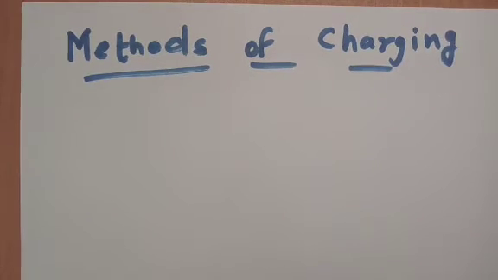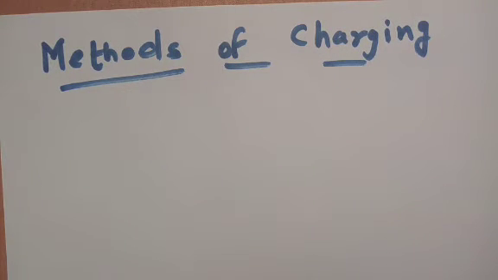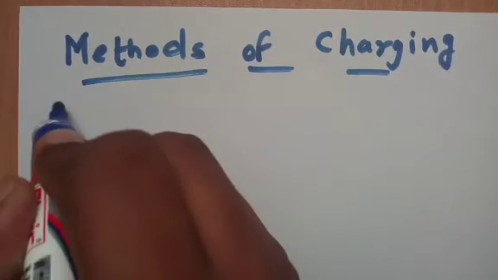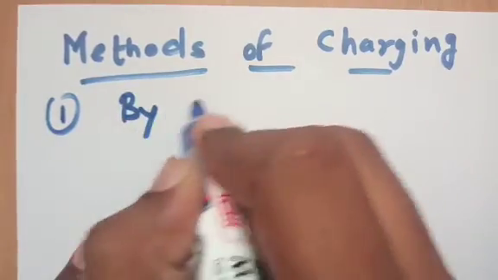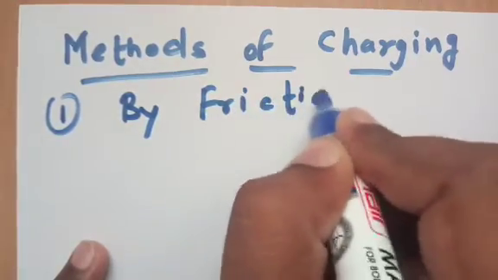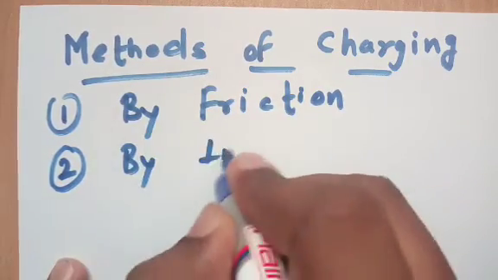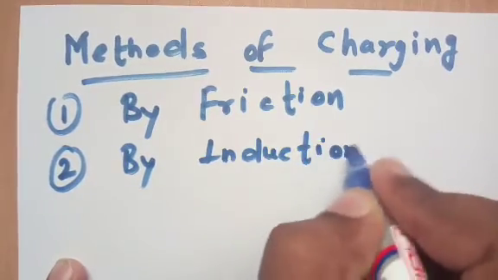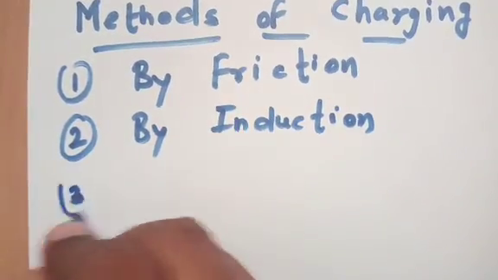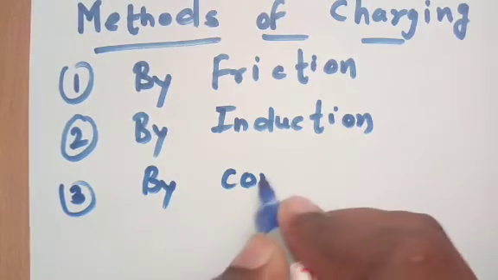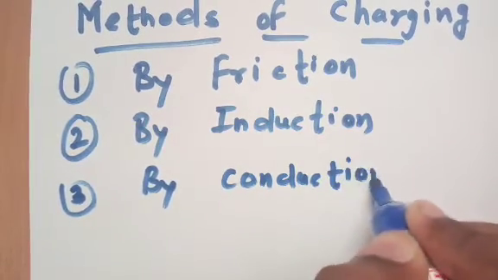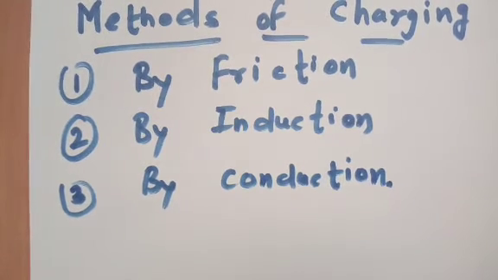So there are basically three methods of charging. Number one, charging by friction. Number two, charging by induction. And number three, charging by conduction. There are three methods by which you can charge any object: by friction, by induction, and by conduction. We'll see one by one each of them. Let's start with charging by friction.